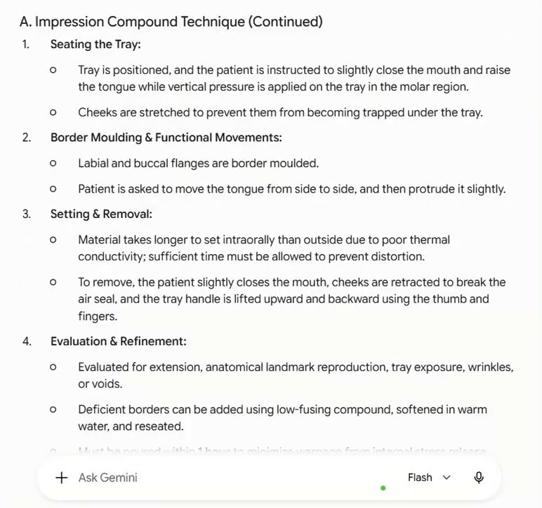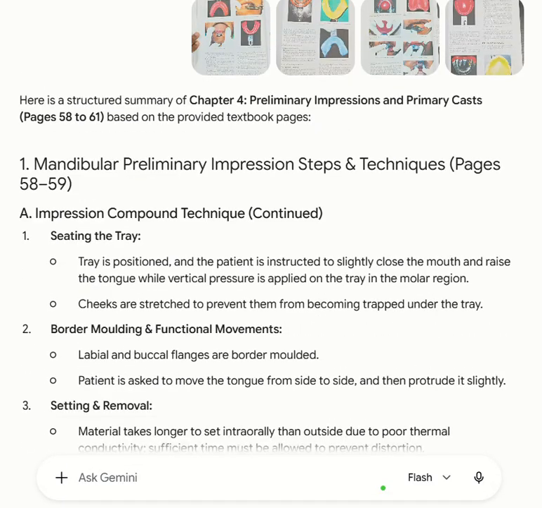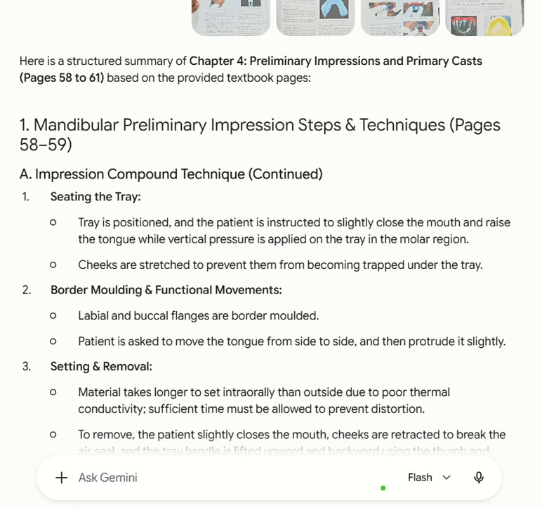Here is a structured summary of Chapter 4, Preliminary Impressions and Primary Casts, pages 58 to 61, based on the provided textbook pages. 1. Mandibular preliminary impression steps and techniques, pages 58 to 59. A. Impression compound technique, continued: seating the tray. Tray is positioned, and the patient is instructed to slightly close the mouth and raise the tongue while vertical pressure is applied on the tray in the molar region. Cheeks are stretched to prevent them from becoming trapped under the tray.